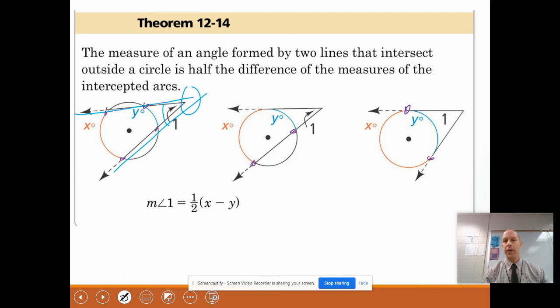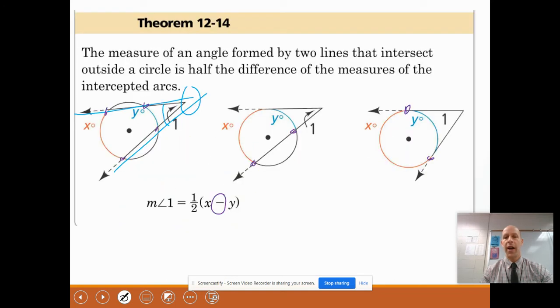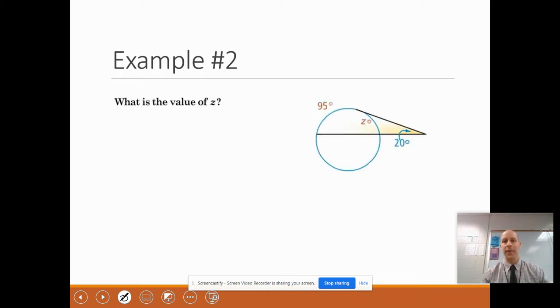The theorem is very similar, except this time, instead of adding them, we're going to subtract them. When they're intersecting on the inside, we add the intercepted arcs. But when they're on the outside, we subtract the intercepted arcs. That's the only difference. It's actually almost just similar enough to be a problem, but let's go ahead and see an example of that.